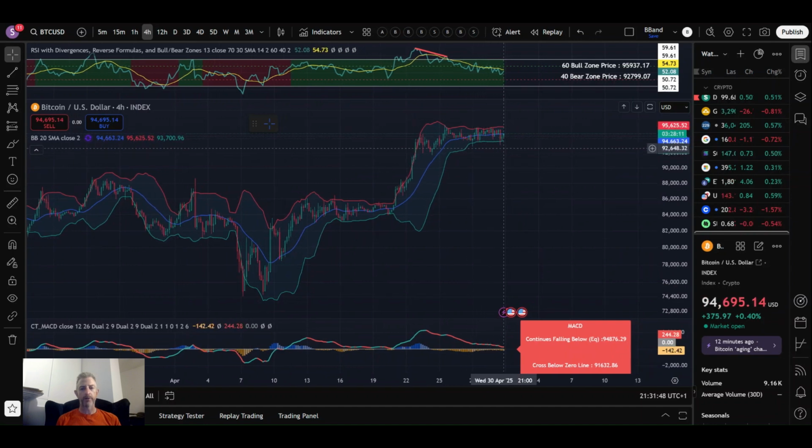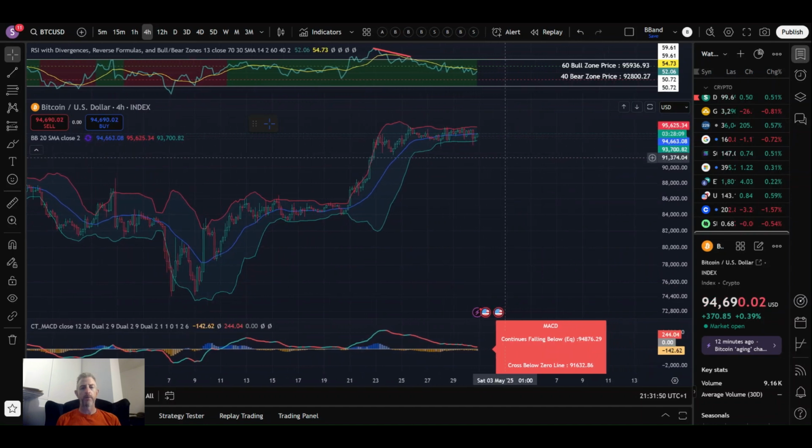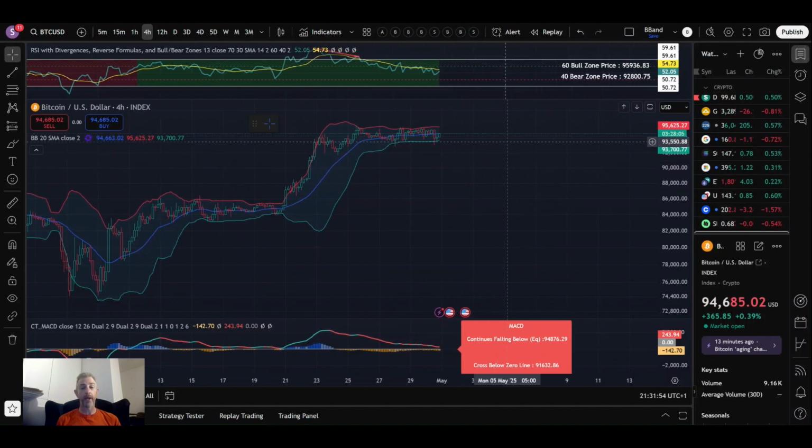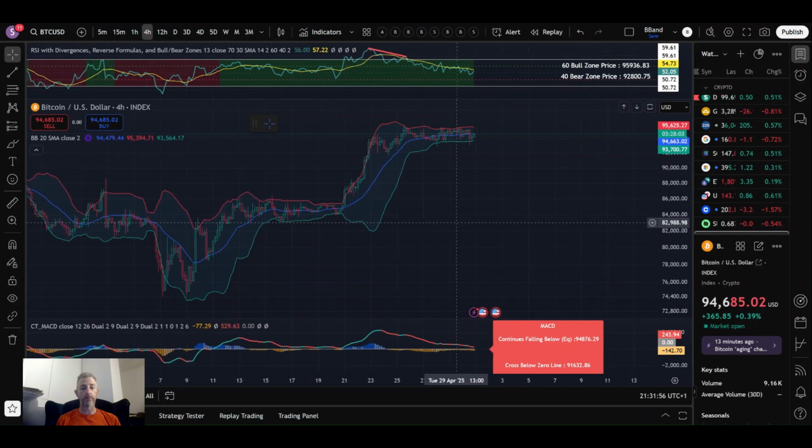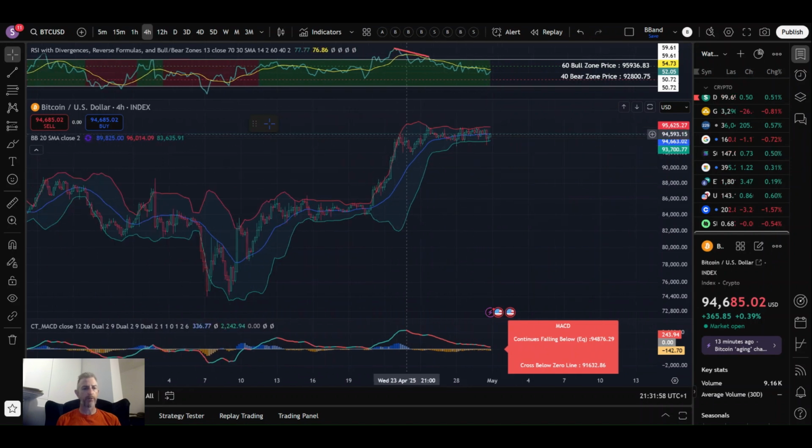So yeah, low volatility environment on the 4 hour. A move is coming, and will it be up or down? Well, at the moment, I'd have an upside bias, but we'll see. We'll see what happens overnight.